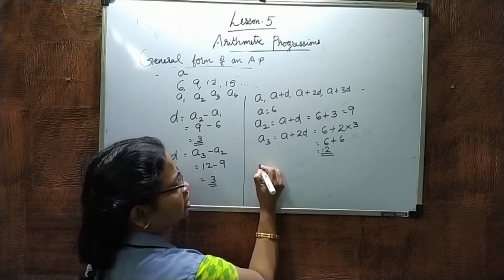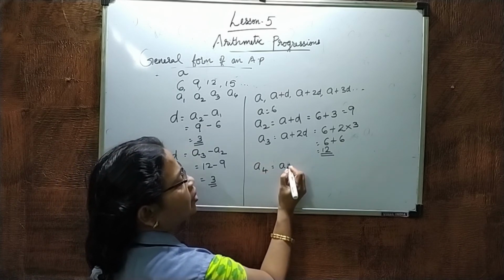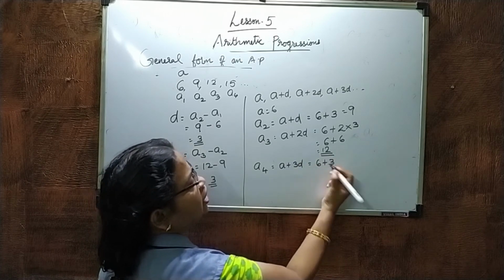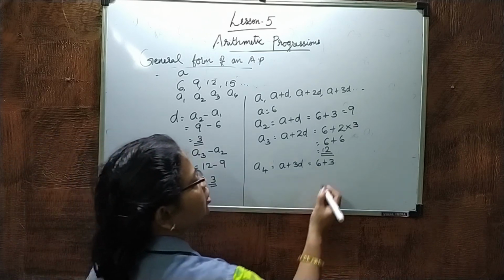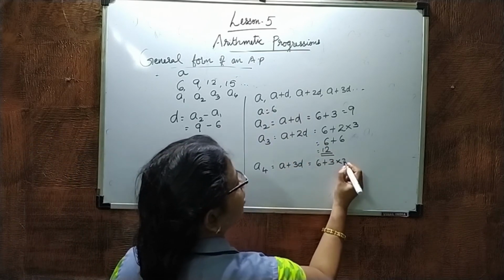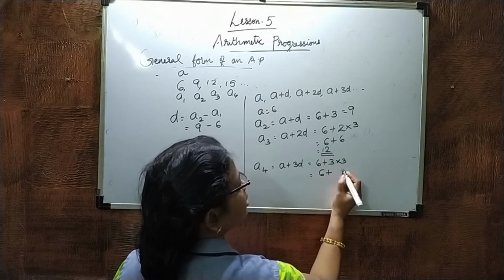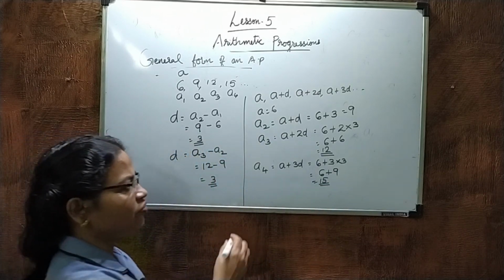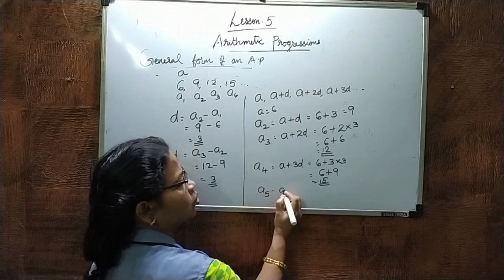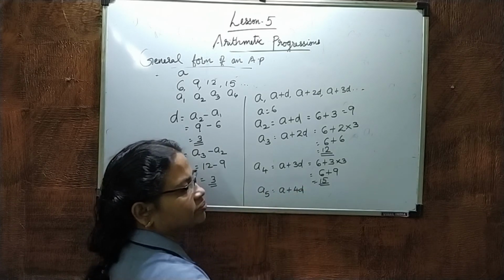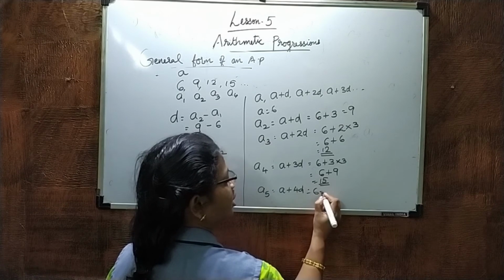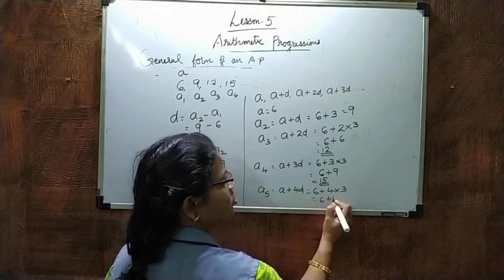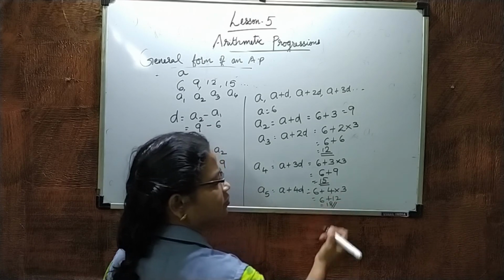Now A4, fourth term. A plus 3D equals A is 6 plus 3 into D, 3 into 3. You will get the answer 6 plus 9. You will get the answer 15. Right? Next one, A5. How will you find out? A5 is equal to A plus 4D. A is equal to 6 plus 4 into D is 3. 6 plus 12. You will get the answer 18.